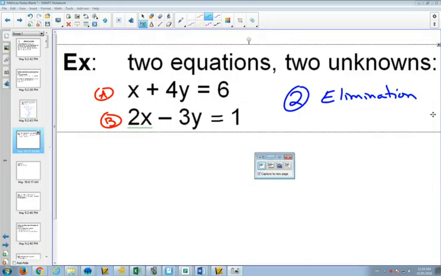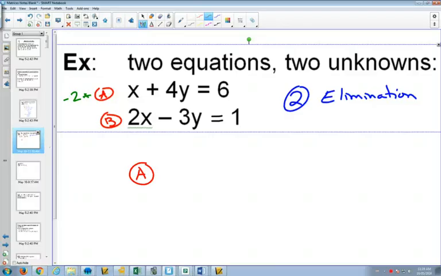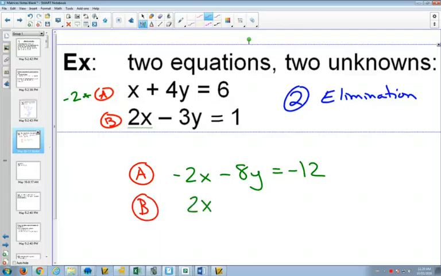The x's. Because I can take equation A and multiply it by -2. If I do that, my new equation A would be -2x minus 8y equals -12. If I rewrote my equation B right underneath, my equation B is still 2x minus 3y equals 1. So we've succeeded right here with our x's in having the same coefficient, and I like to have one positive and one negative.